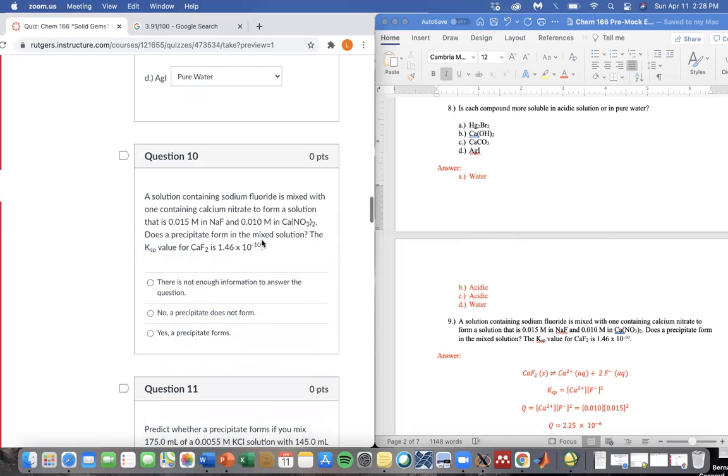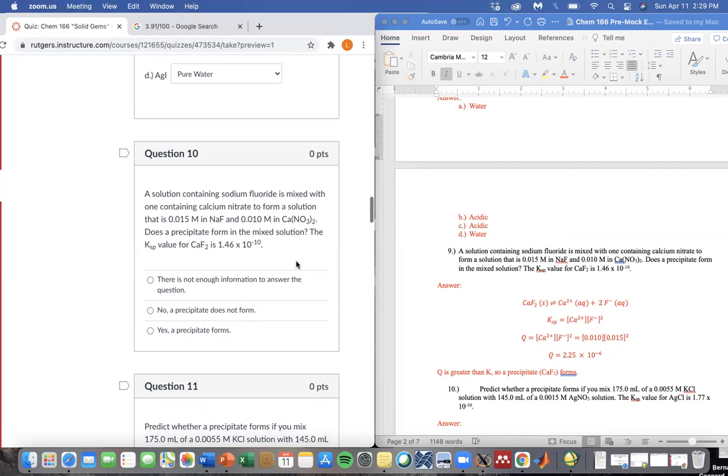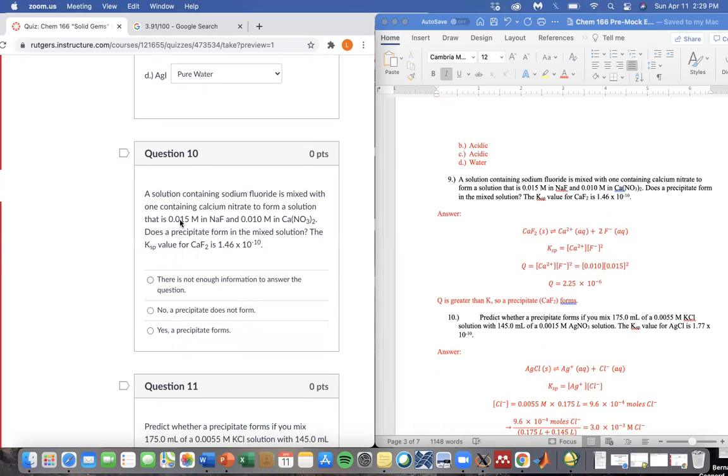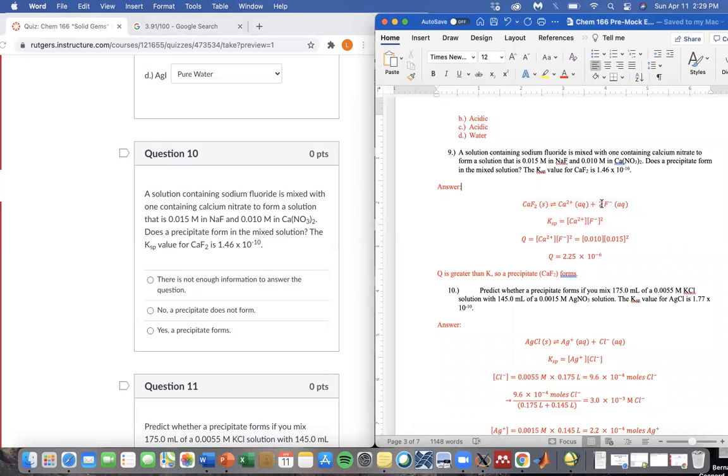Okay, so then for the next one we have a solution containing sodium fluoride mixed with one containing calcium nitrate to form a solution that is 0.015 molar in NaF and 0.010 molar in Ca(NO3)2, and it asks whether or not a precipitate forms, and you're given your KSP. So first thing to do is write your chemical equation: CaF2 goes to Ca2+ and 2 F minus. And so when you write your KSP expression, because you have that coefficient in front of the fluorine, you would need to square fluorine in your KSP expression.